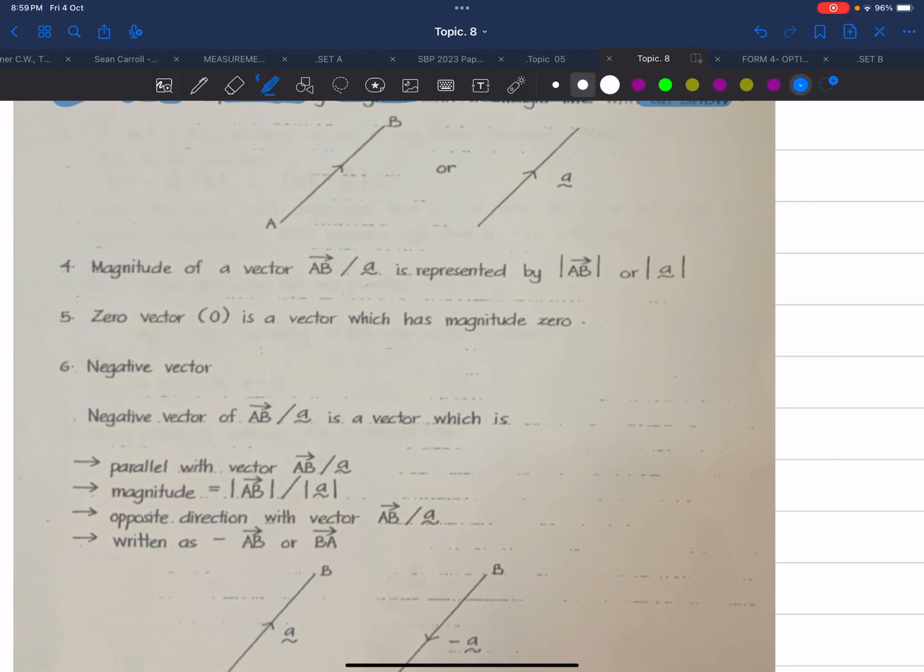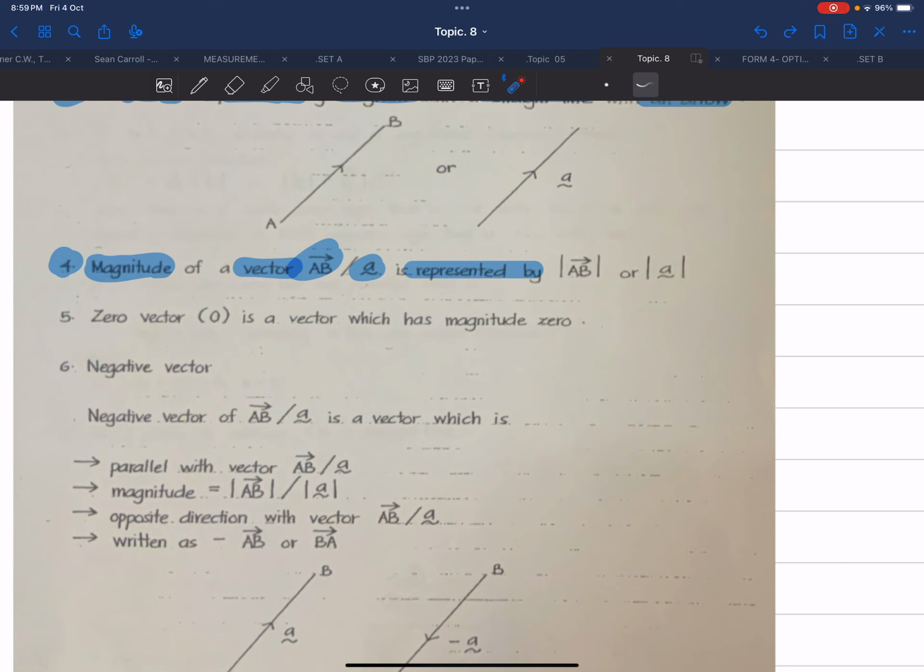The magnitude of a vector AB or the small a is represented by the modulus of the vector AB or the modulus of the vector A. Okay? So the magnitude of a vector, if it is capital AB with an arrow, you draw the modulus line, the two vertical lines. If it is a small alphabet a, you also draw the modulus line with a small a.